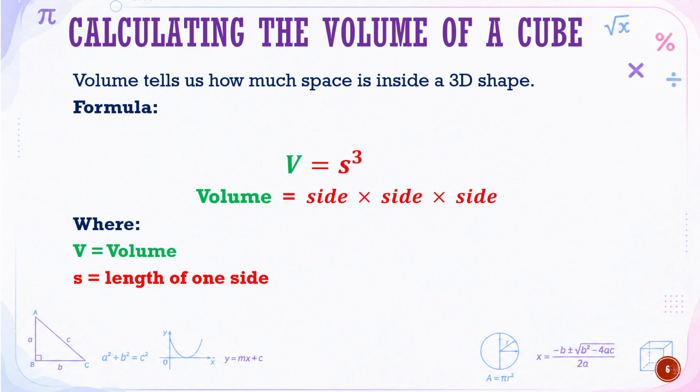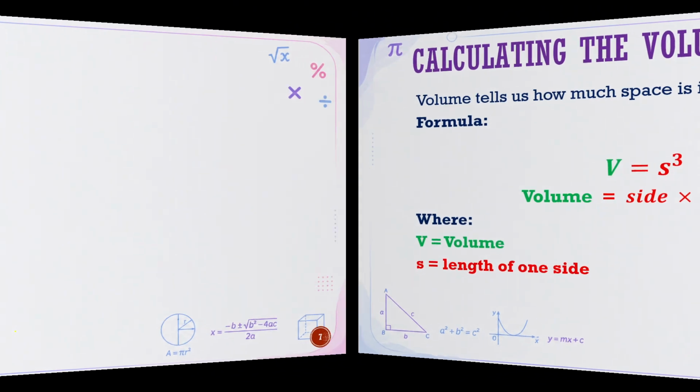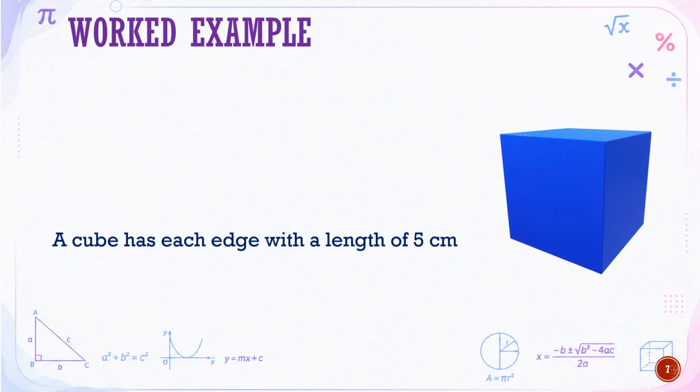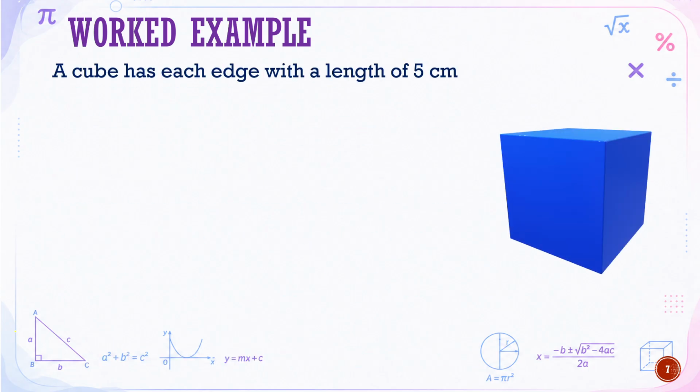And in a cube, how are the side lengths? Side lengths are all the same. So that's why the volume of a cube is the cube of your side. Okay, let's take a look at a worked example. Assume you have a cube with a length of 5 centimeters for each edge. As it is a cube, all the edges are of the same size, so everything is 5 centimeters. Every edge is 5 centimeters in size.